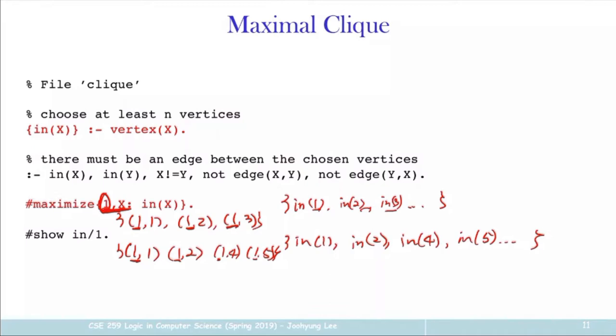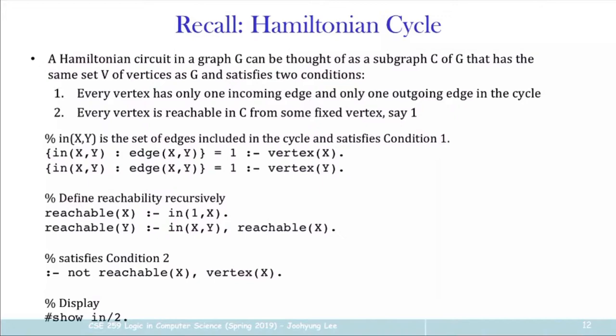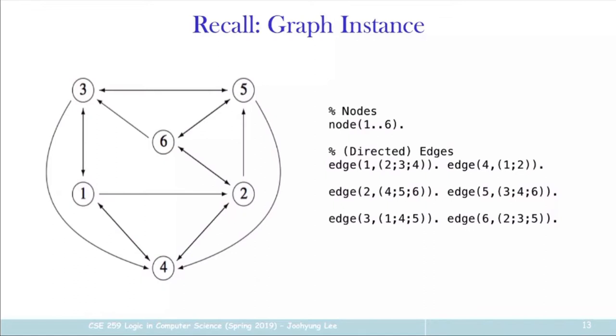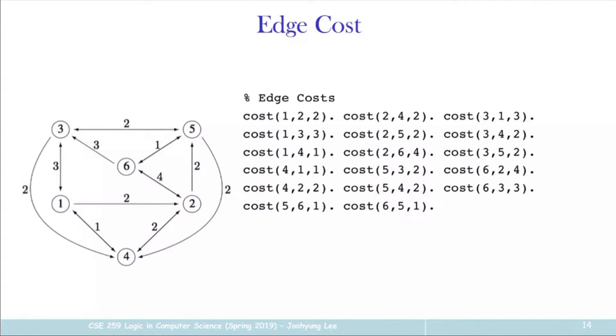Now let's go into the Hamiltonian cycle. Again, you saw this before, so let me not go over the program again. But what we want to do here is, in addition to this edge relation, we also want to assign the cost of the edges. So here, you have 1 to 2, the cost is 2. You can say the travel cost. 2 to 4 is 2, and so on and so forth. For each of the edges, it's not only connected, but we also say the cost of the edge.